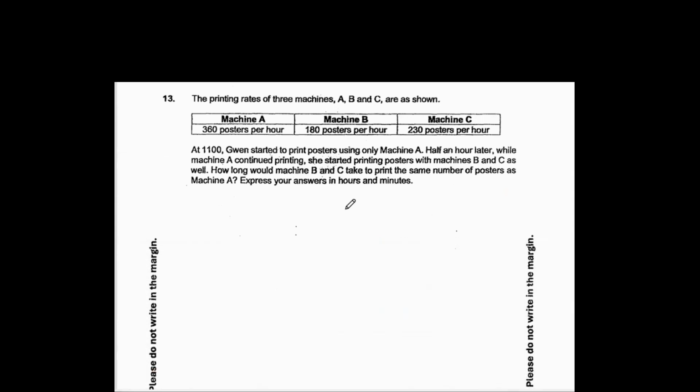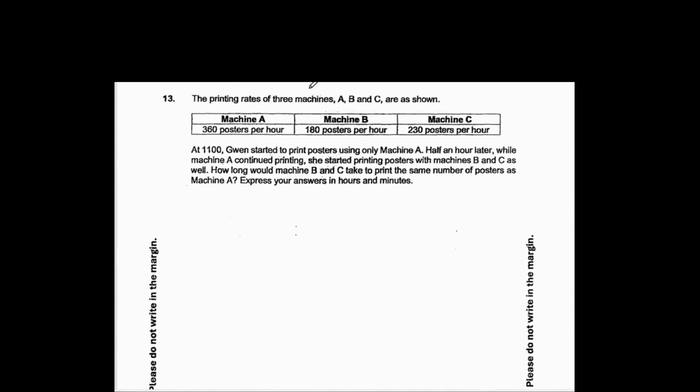Question 13, the printing rates of 3 machines ABC are shown. At 11 o'clock, Gwen started to print posters using only machine A. Half an hour later, while A continued printing, she started printing posters with B and C as well. So how long would B and C take to print the same number of posters as A? Express your answer in hours and minutes.